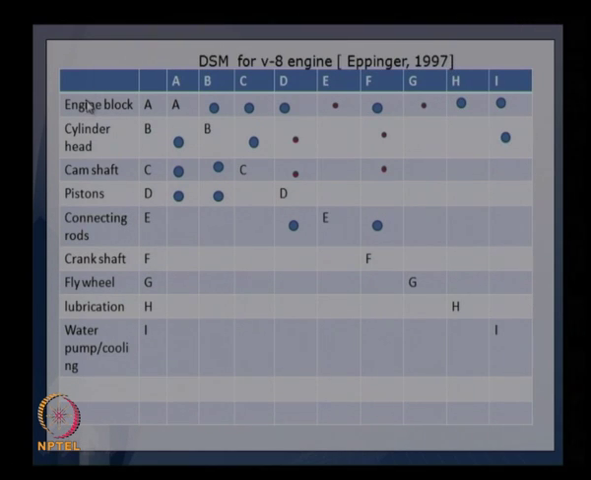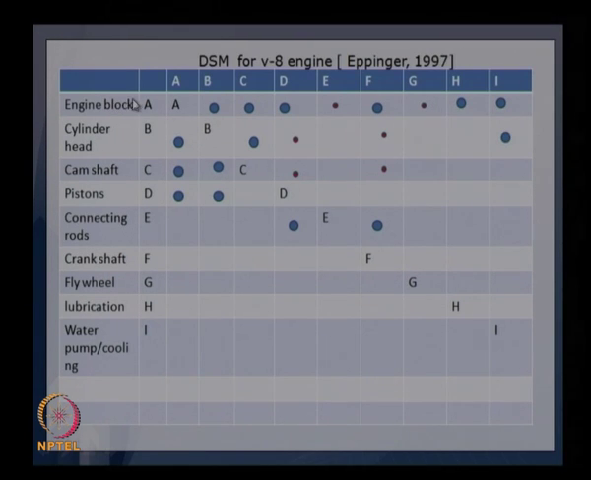You can see here these are the different components. So, I can touch the engine block, cylinder head, camshaft, piston, connecting rod. Of course, there are many, I have shown only a few over here. So, how do we make the matrix? We write down these components on the rows, and then we write down the same thing, A, B, C, D, E, F, G, in the columns also.